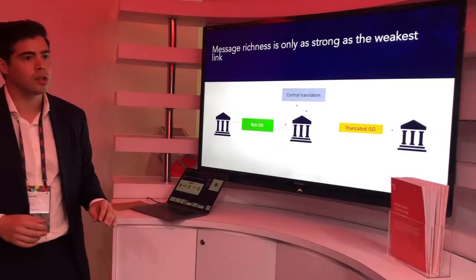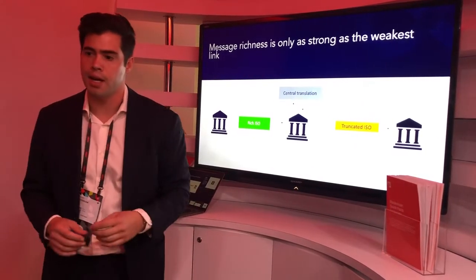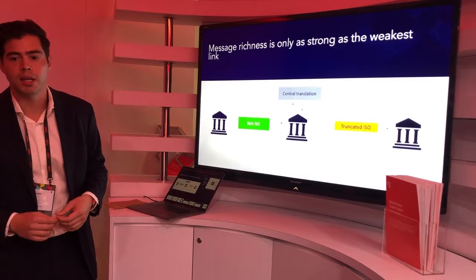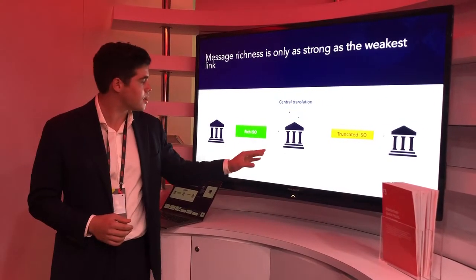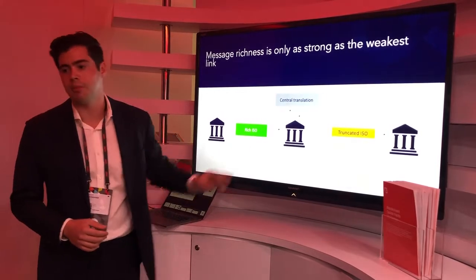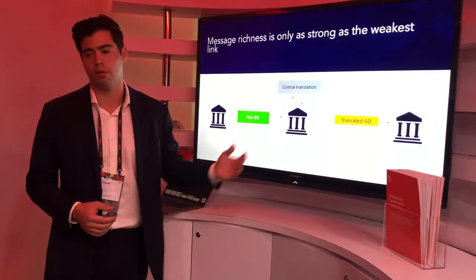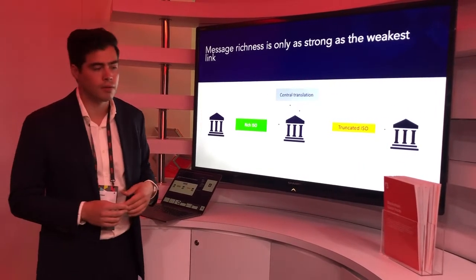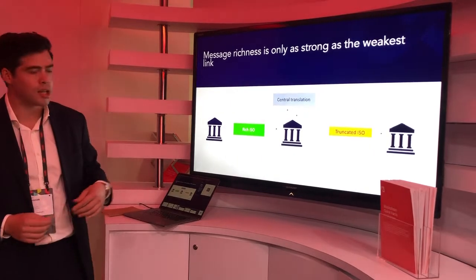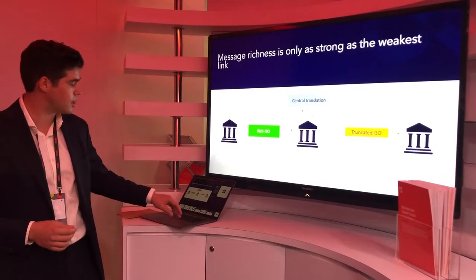The biggest challenge, though, is that when you've got different market infrastructures in different countries that are sending ISO payments, your ability to transmit the richness is limited by the weakest link. In this example, if you've got an intermediary that's using central translation, you lose all of the richness that is coming from those payment messages, which means, again, that you're not getting the full benefit of ISO, and potentially causing challenges with their ability to comply with FATF regulation, etc.